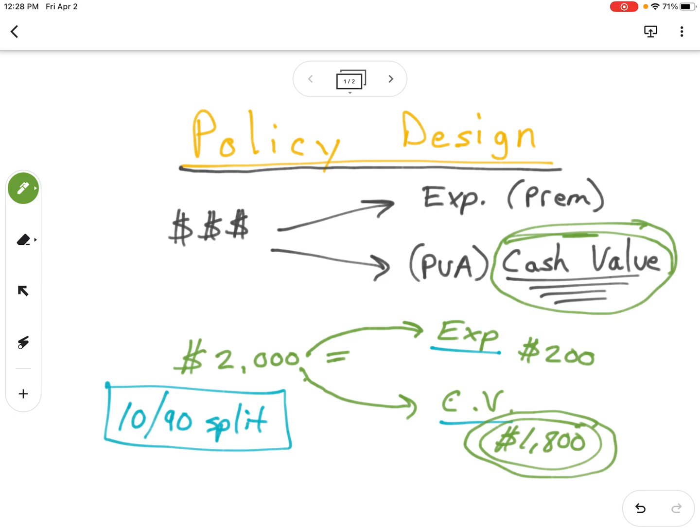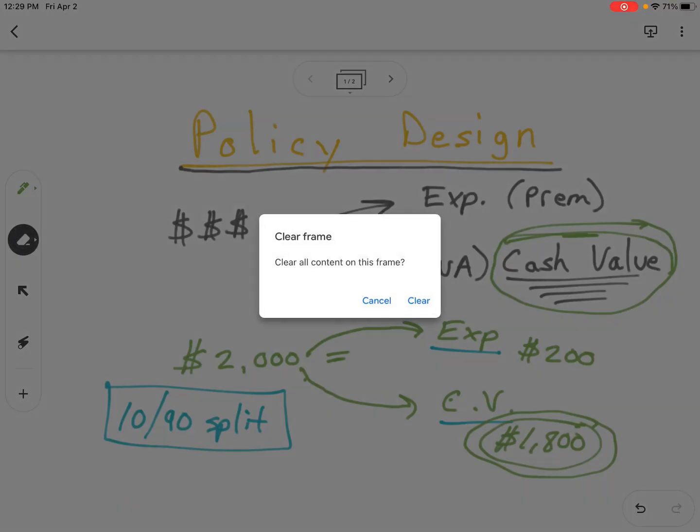So the question to ask yourself when you're trying to set up some design is, what is the maximum I want the ability to be able to fund in? So we're looking for the max annual ability.